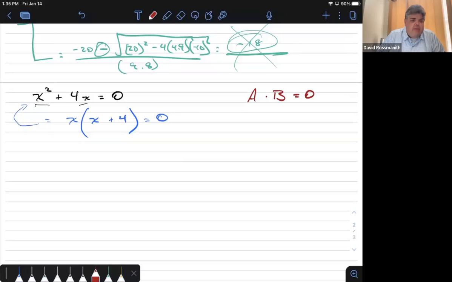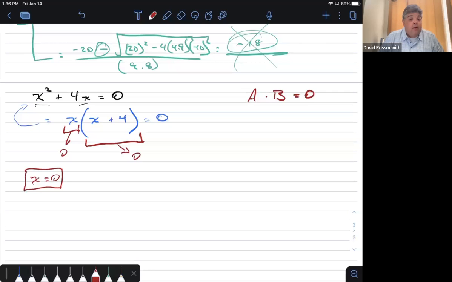Perfect. Well, now look at what's in blue here. In blue, I have 2 different terms, the x. So either the x is 0, that's like the a, or this parentheses thing, which is like the b, must be 0. Or both. They could both be true. So one of these has to be true at least. So this tells me either x is equal to 0, which is one answer, or x plus 4 is equal to 0. And if that's true, well, this is a nice simple algebra problem. Bring the 4 over to the other side, so I get x is -4. That's my other answer.